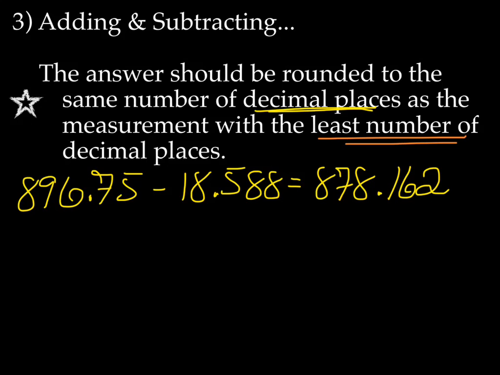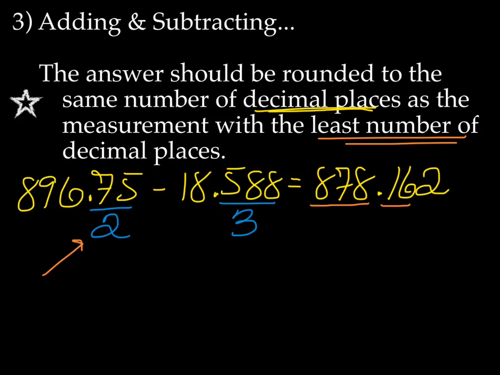Now we've got to figure out how to round our answer. Remember, because we're subtracting, we're looking at the number of digits to the right of the decimal, not the number of sig figs. If you look at the first number here, we have 2 digits after the decimal, and the second number has 3 digits after the decimal. So how many digits after the decimal should our answer have? It should have 2, because the answer should be rounded to the same number of decimal places as the measurement with the least number of decimal places, which means we're going to keep the 878 before the decimal and then the 1 and 6 after the decimal.